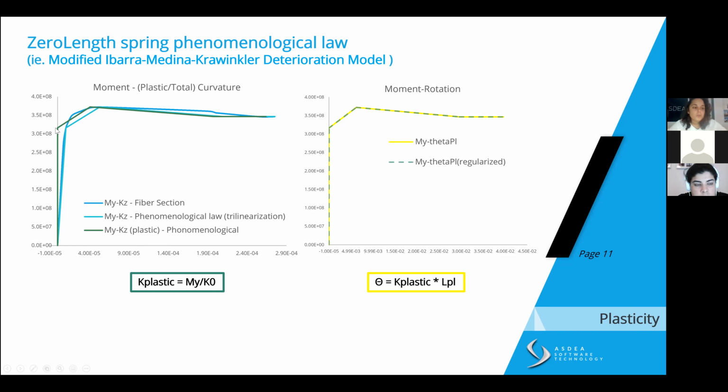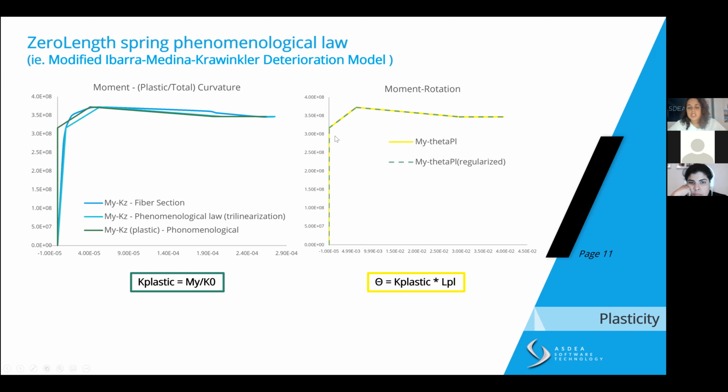Then to move from here to what you actually have to apply in the spring, you have to move from a moment curvature diagram to a moment rotation diagram. Because as we said, a zero length is collapsed, so it has no curvature. We cannot apply a curvature phenomenological law to a point. So to move from there to here, we just multiply our plastic curvature by the length of the plastic hinge that we hypothesize is the length in which the localization will happen. And we obtain a moment rotation curve.